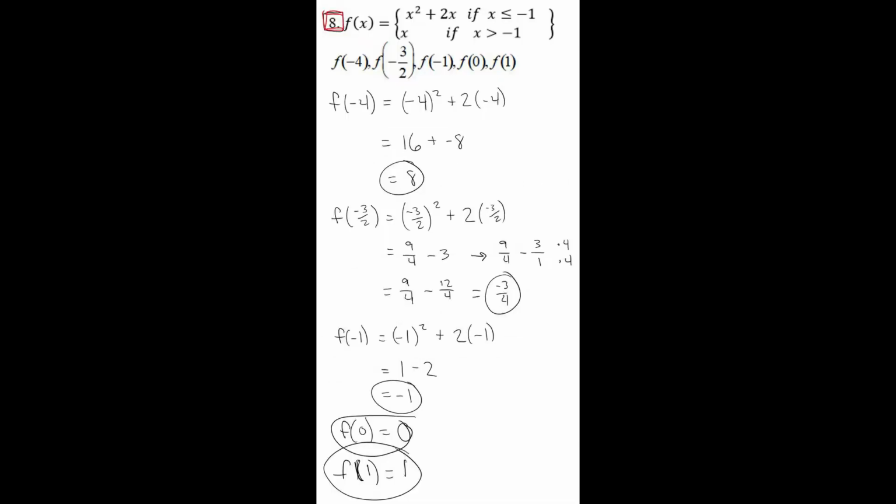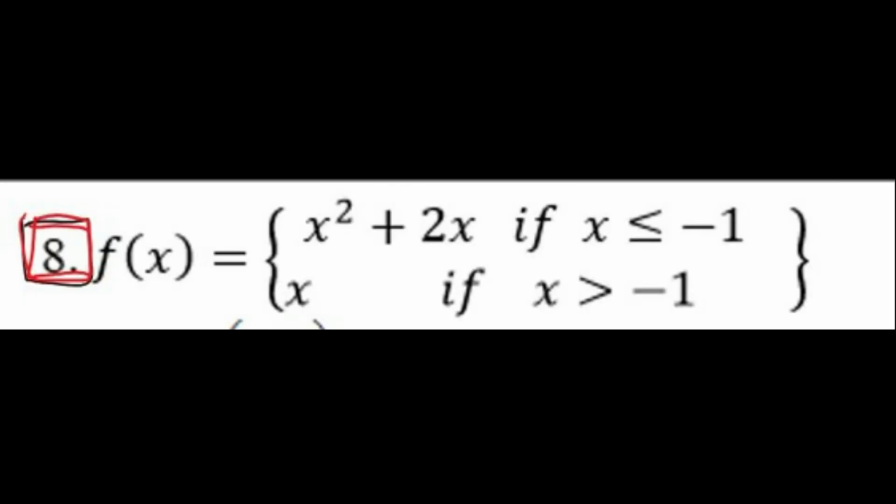Okay, number 8. This is a piecewise function, so the way this works is you look at what you're plugging in and you see which line it's meant to go in. So for the first one, it says, what is f of negative 4? So there's 2 routes we could go. We have to look at the end where it says x is less than or equal to negative 1 or x is bigger than negative 1. So negative 1 is telling you which line to use.